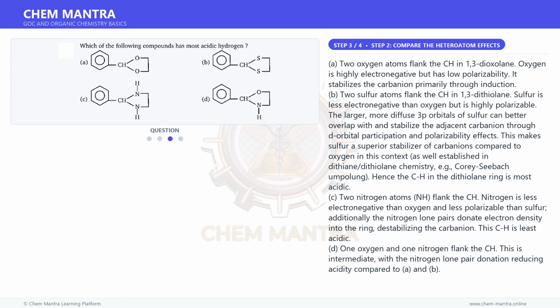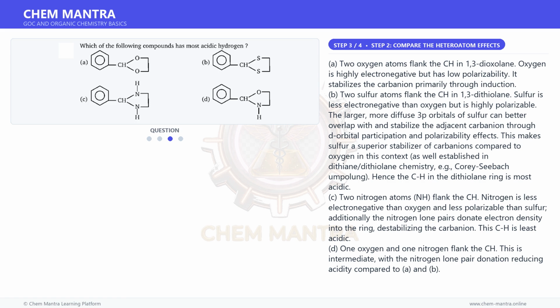and polarizability effects. This makes sulfur a superior stabilizer of carbanions compared to oxygen in this context, as well established in dithiane-dithiolane chemistry, for example, the Corey-Seebach reaction. Hence the C-H in the dithiolane ring is most acidic.